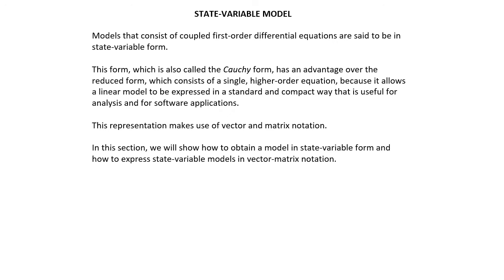So what I want to do is reference us back to our lecture slides. We talk about this state variable model here. Models that consist of coupled first order differential equations are said to be in state variable form. So in order to get this in state variable form, we need first order differential equations. We can see that we had second order there with some of our x double dots, so we need to figure out a way to get these into first order differential equations. This form is also known as our Cauchy form. It has the advantage over reduced form, which consists of a single higher order equation, because it allows the linear model to be expressed in a standard and compact way that is useful for analysis and software applications.